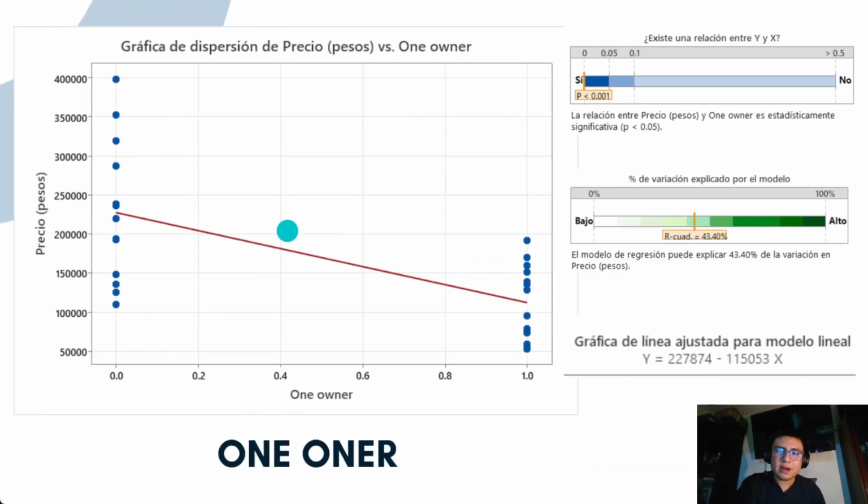And finally, if the car had one owner, actually, I think that the zero represents the car had more than one owner, and the one represents that it only had one owner, because that's how binary works. But again, the R squared is 43.40%.